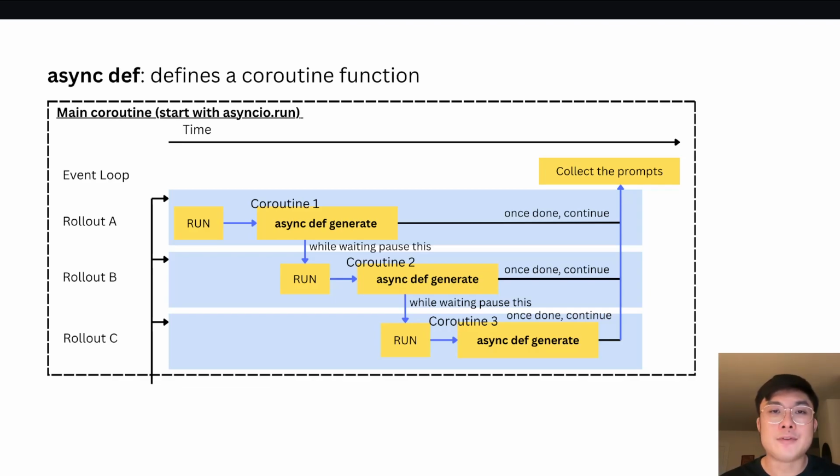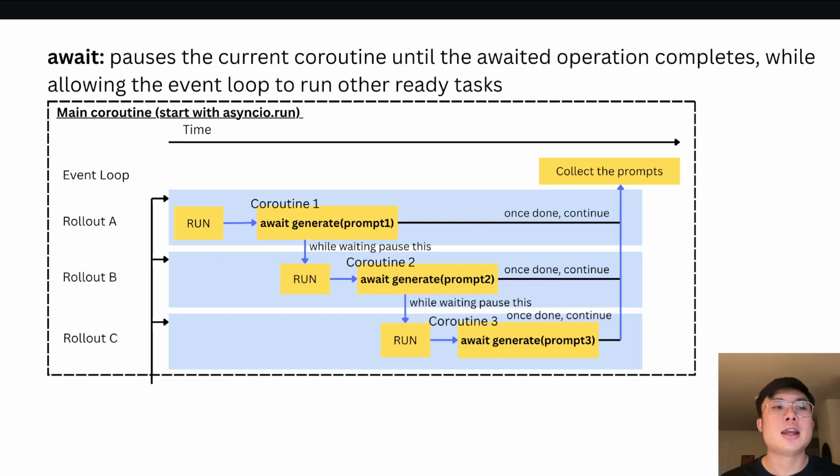Finally, once we have defined the function and we actually want to allow it to pause its execution, that's where we can use await. Await allows us to pause the current coroutine until the operation completes, and then it will allow it to continue from where it left off. So when we're actually executing the generate function, we might call await.